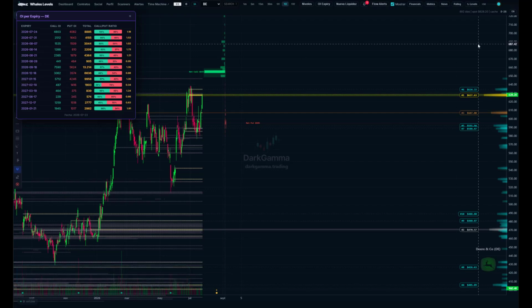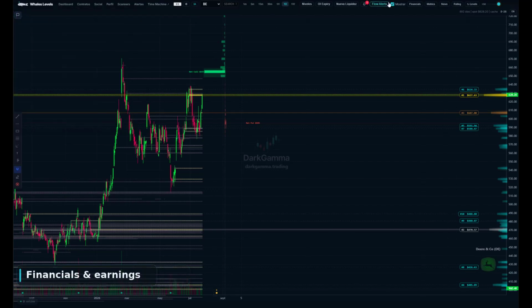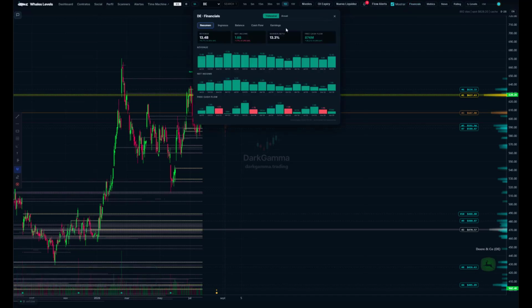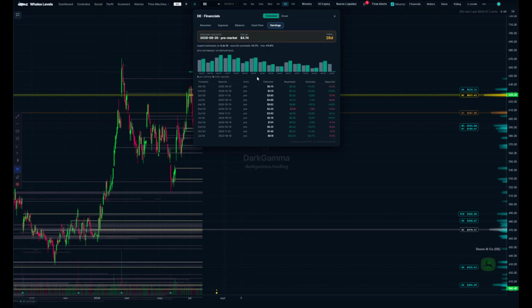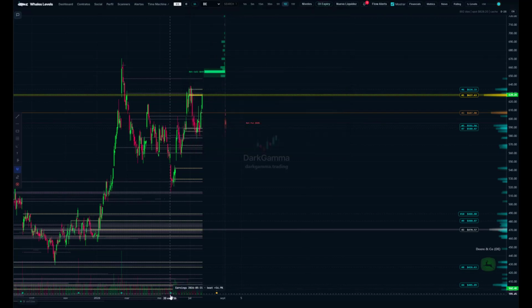You also have the full financial analysis. It's loading perfect. There it is. All the fundamental data without leaving the chart. A summary with revenue, balance sheet and cash flow, and earnings. It reports in 26 days. And you can see how the previous ones went, the price reaction, whether there was a surprise, and the detail of each report with access to the full history.